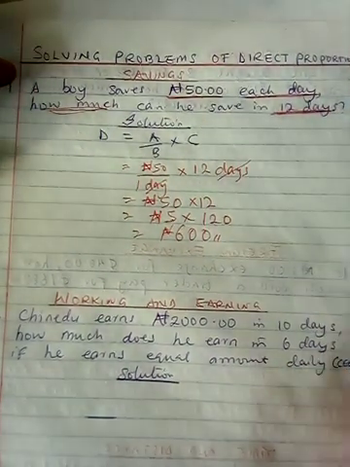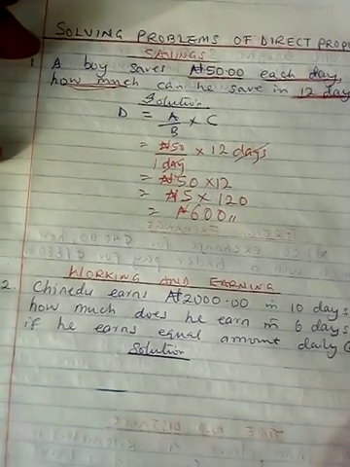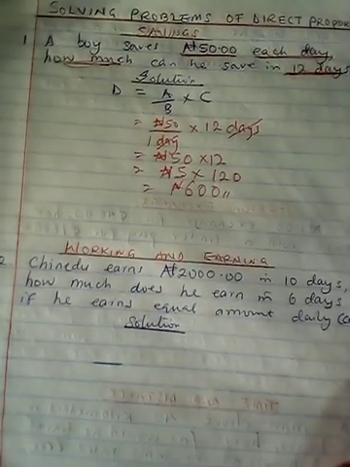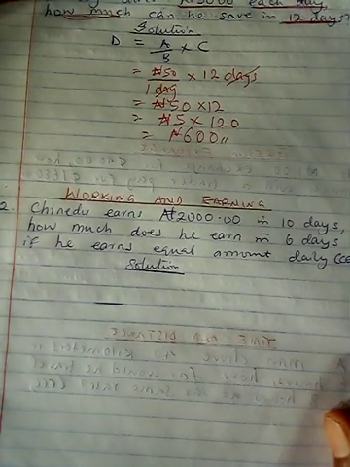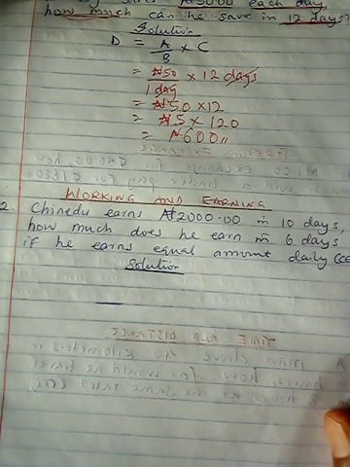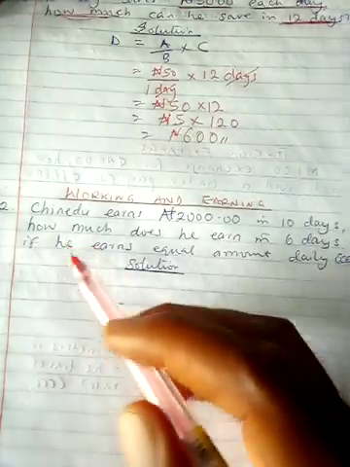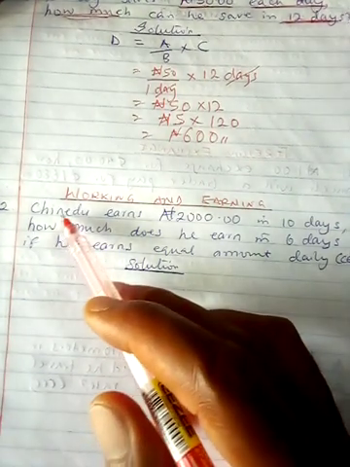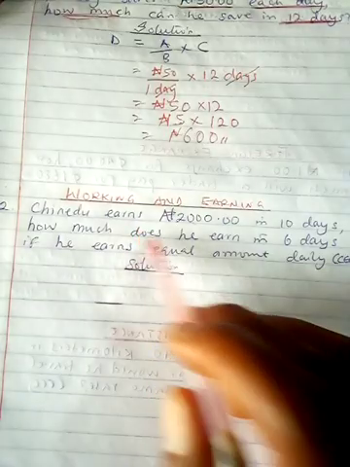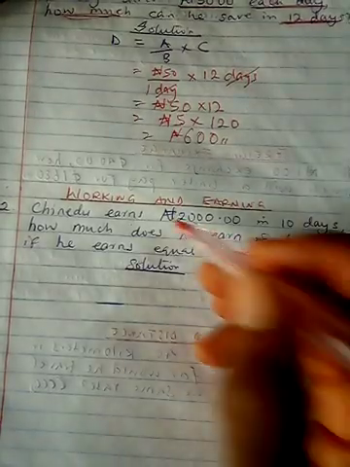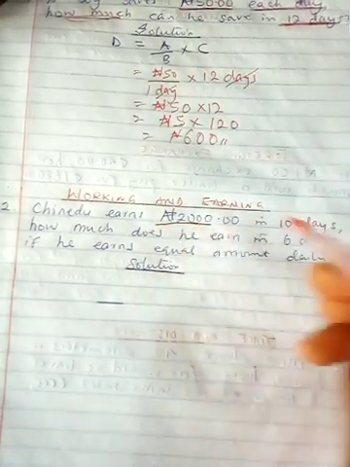So let us now go to the next question. And this question comes from working and earning, which I have already explained in the example: the more you work, the more you are paid. More work, more pay. Now, let us solve a problem on that. Say Chinedu earns 2,000 naira in 10 days. How much does he earn in 6 days? As you can see, this 2,000 naira is earned in 10 days.